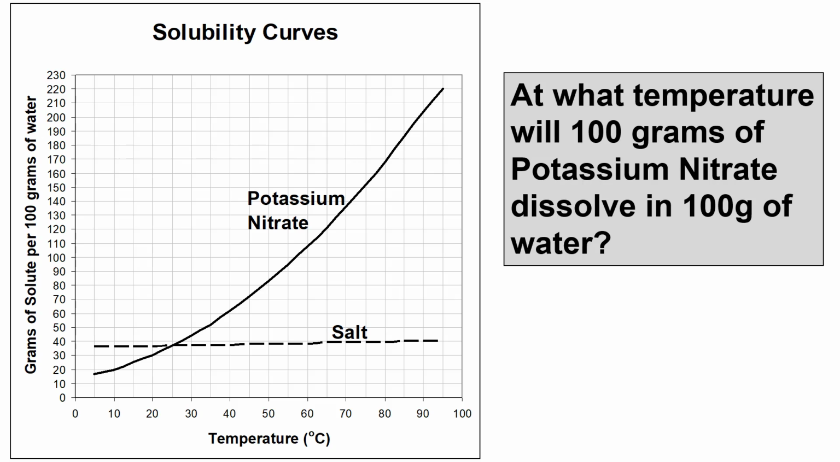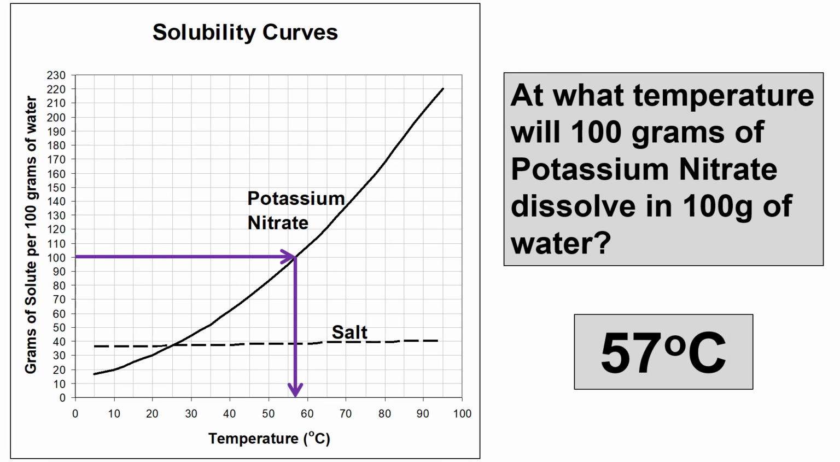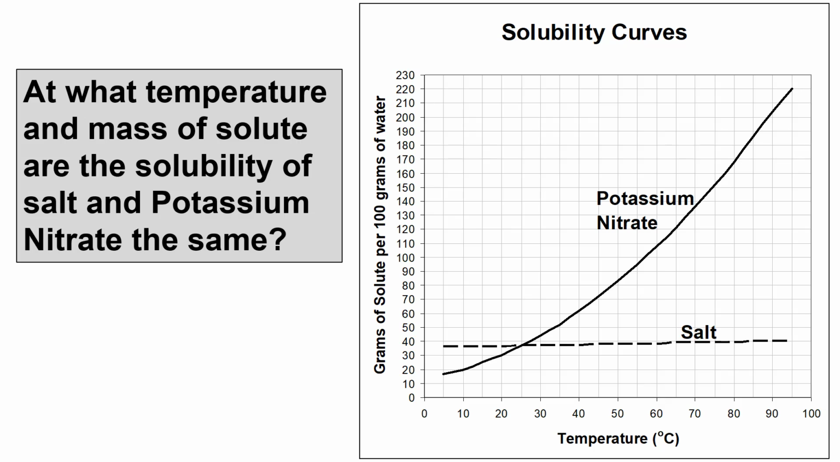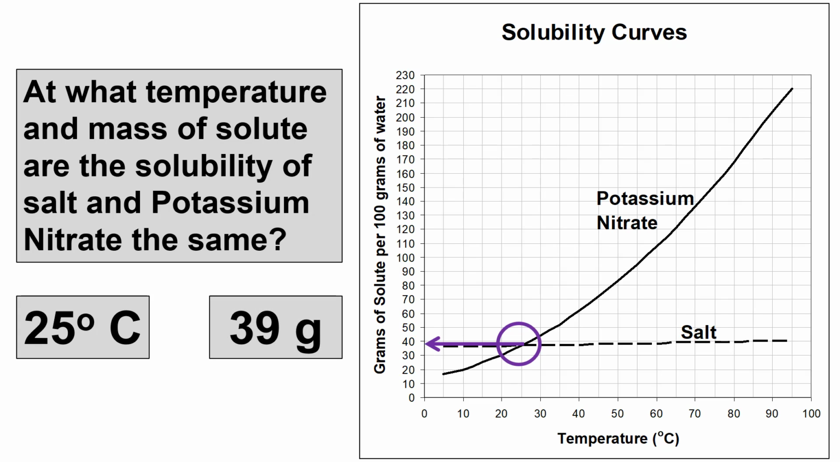What temperature will 100 grams of potassium nitrate dissolve in 100 grams of water? Well, let's go to the gram side this time and go over to the potassium nitrate and then down, and we see that it's at about 57 degrees Celsius at which this will happen. At what temperature and mass of solute are the solubility of salt and potassium nitrate the same? So we look at where the lines cross, and we look down first, and we see that we've got about 25 degrees Celsius for the temperature. And if we go across, we see that we've got 39 grams for the mass.